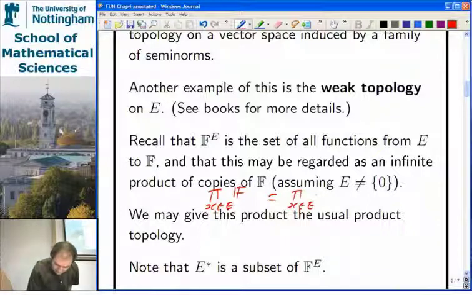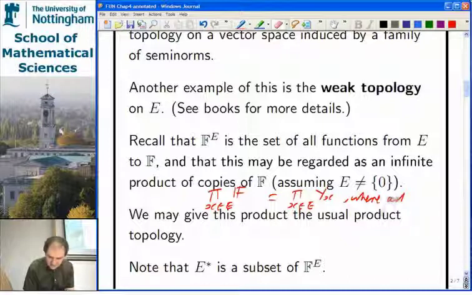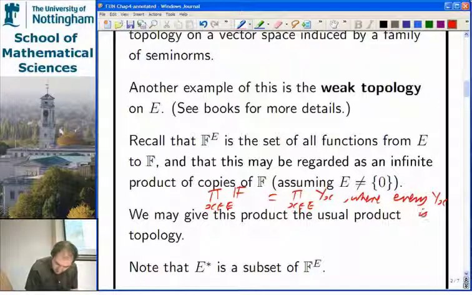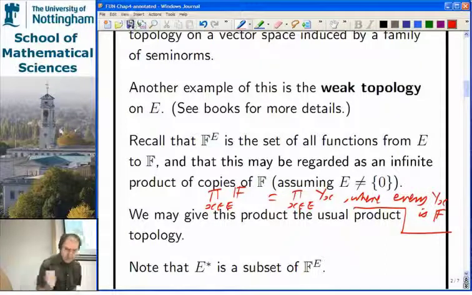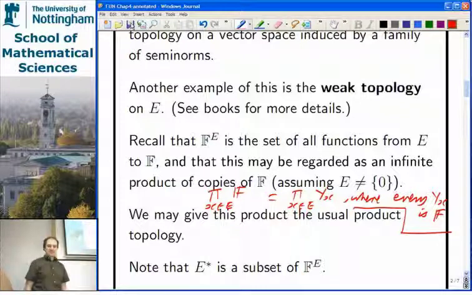So you can think of it as the product over x in E of some space, let's call it Y sub x, where every Y sub x is actually F. So it's an infinite product of the same thing. But it just means functions from E into F. But we know how to put the product topology on this.